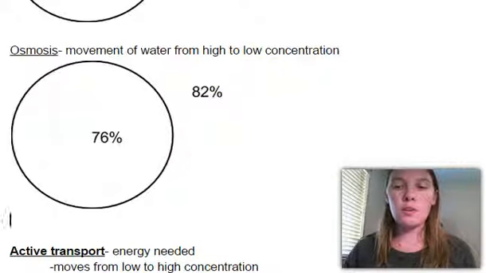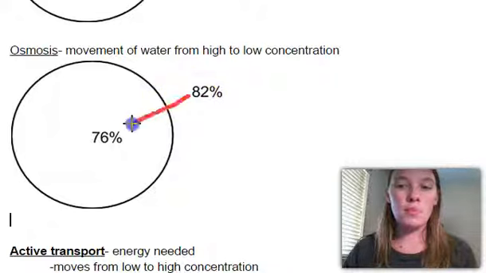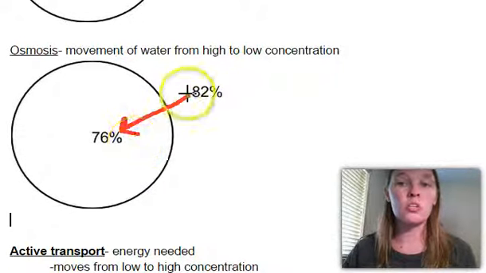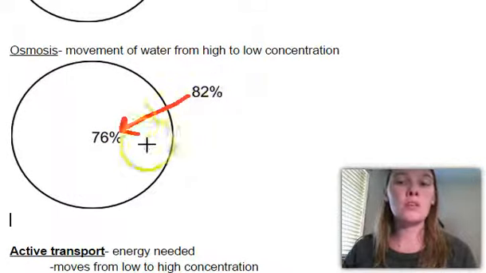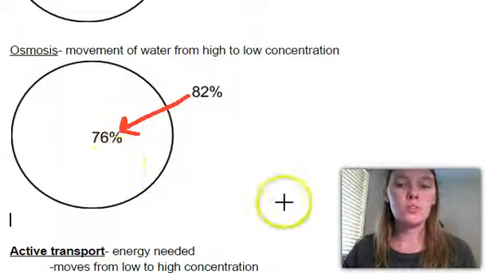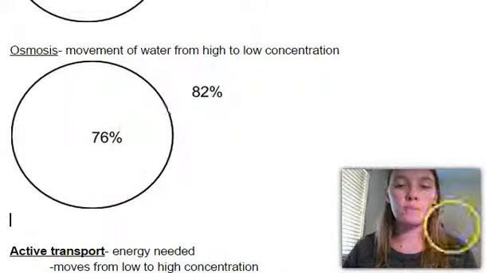So again, we are going to go from the high number to the low number. So we have a bigger number outside of the cell, the lower number inside the cell, and so the water is going to move into the cell because it goes from the big number to the little number. It's sharing, because it's trying to reach equilibrium, or where these two numbers are equal to each other. So that's what's going on here.